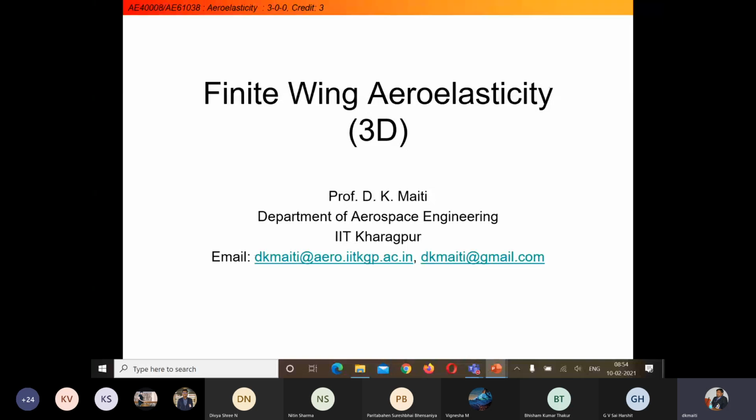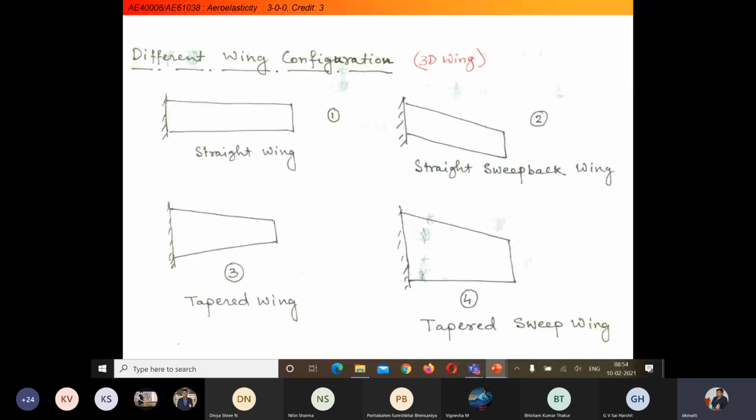Let me start with this. We can have different types of wing configuration: a straight wing, a finite straight wing. We can have this type of rectangular wing where we have to take the effect of support and also the effect of the free end. Similarly, this is a straight rectangular wing and this is a straight swept back wing, keeping the chord length the same, only it is going in the backward direction. That is what we call the swept back angle, capital lambda.